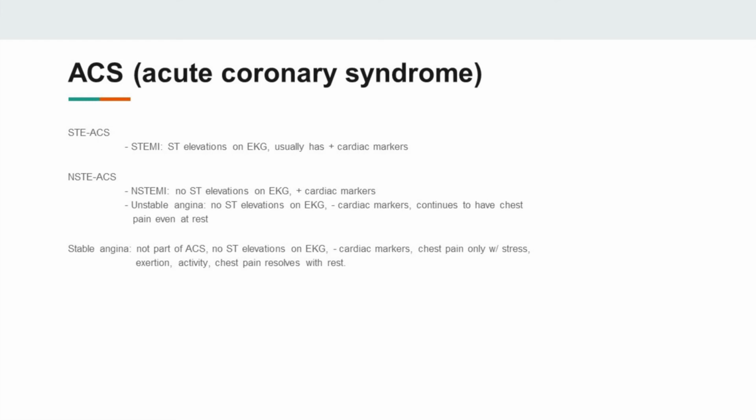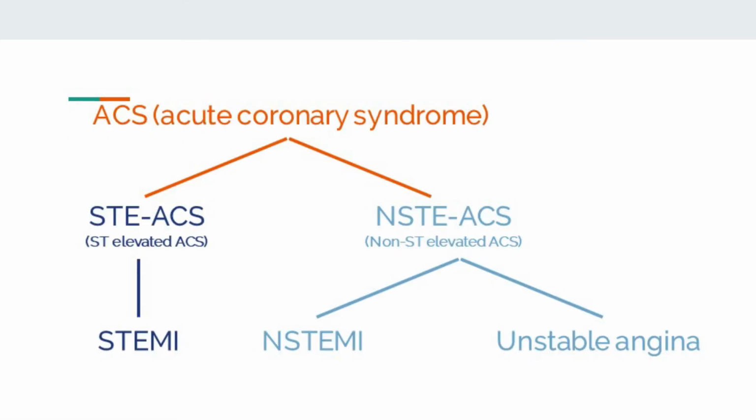An unstable angina is when the patient doesn't have ST elevations in their EKG, has a negative cardiac marker, but continues to have chest pains even when they're at rest. Stable angina, which is not part of ACS at all, is when the patient has no ST elevations on EKG, has negative cardiac markers, and has chest pain that gets better with rest. And that's ACS, super straightforward.